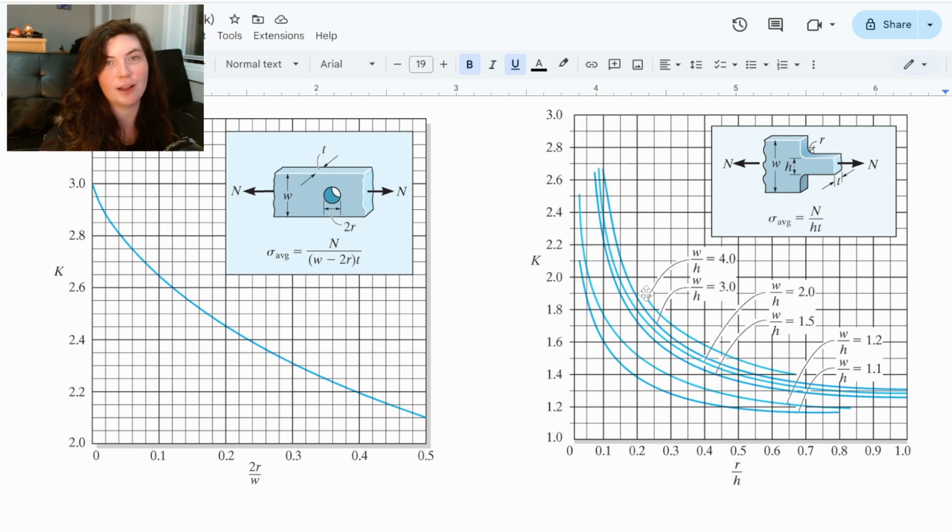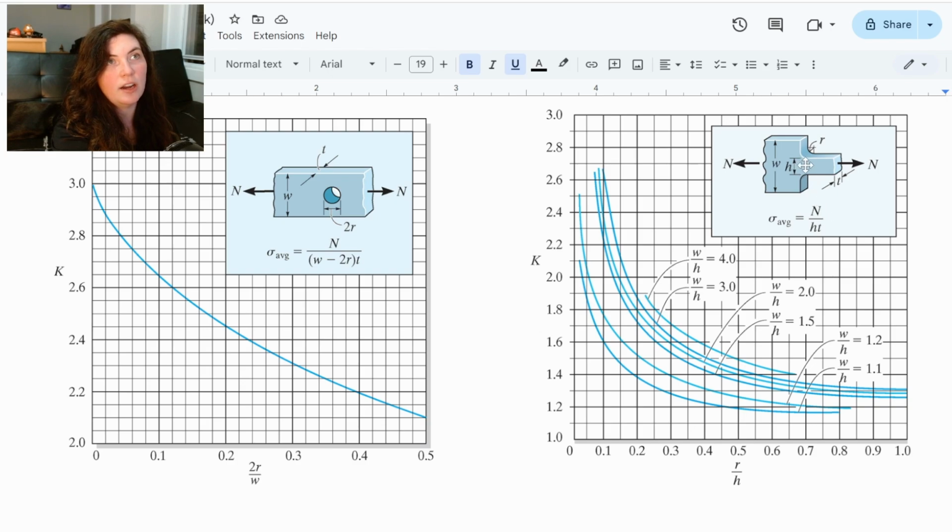But if you haven't encountered charts like this just yet, essentially what we're going to have to determine is which one of these lines we have to look at. In this case, we'll do that by using the W over H value. So there are two values we're going to have to calculate to determine what line to use to get our K value. First thing, we need R over H, then we also need W over H.